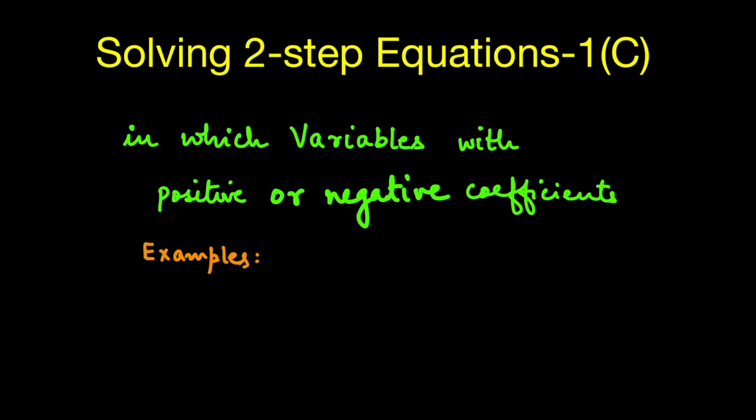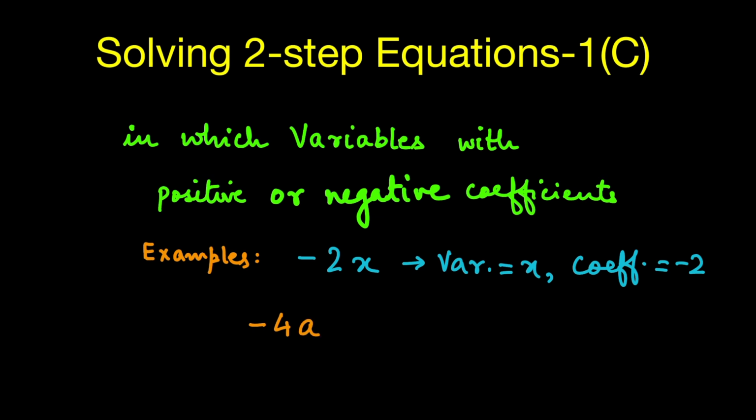Solving two-step equations. So we take the mixed now. Some coefficients will be positive and some coefficients will be negative. For example, if we have minus 2x, we see the variable is x and the coefficient is minus 2, so it's negative. Another example, minus 4a. The variable is a and the coefficient is minus 4.